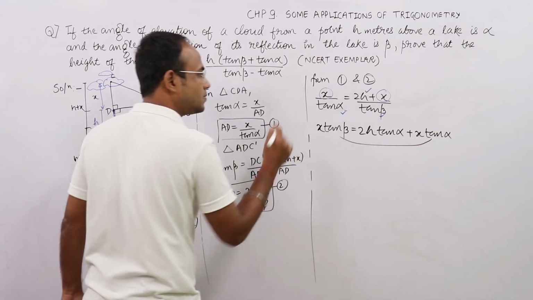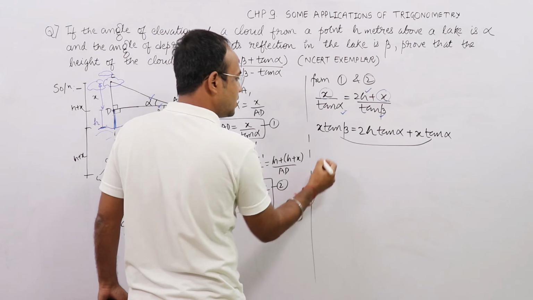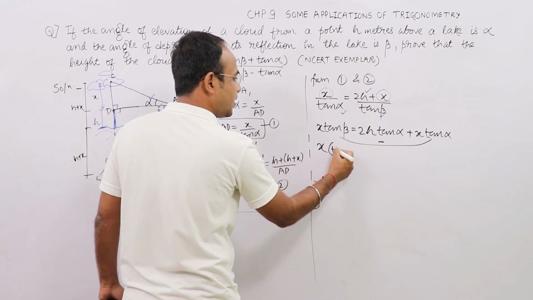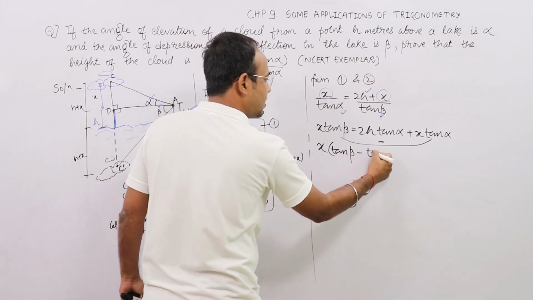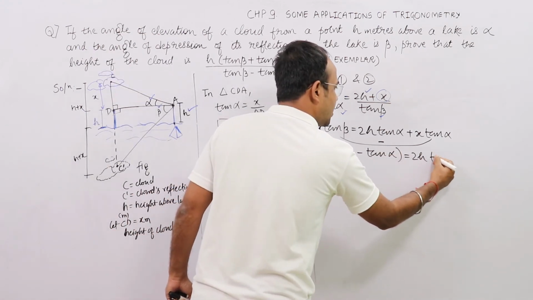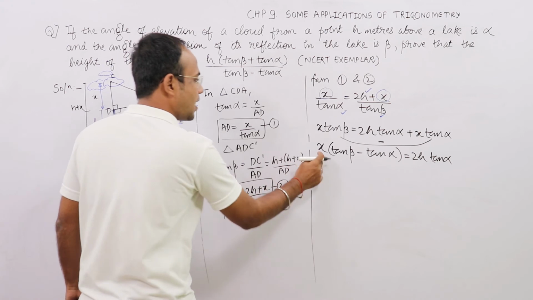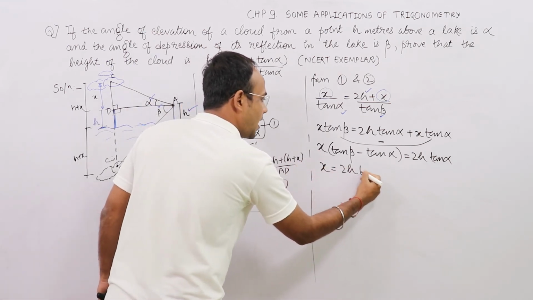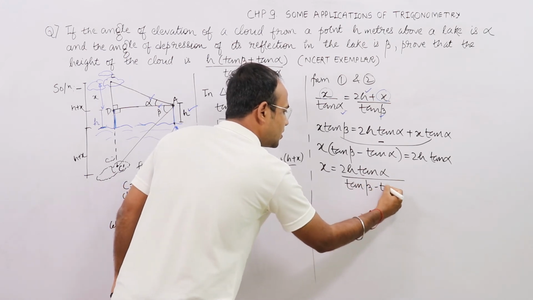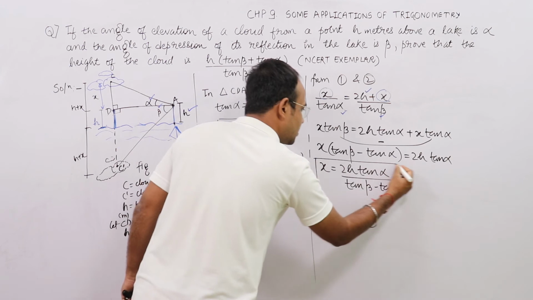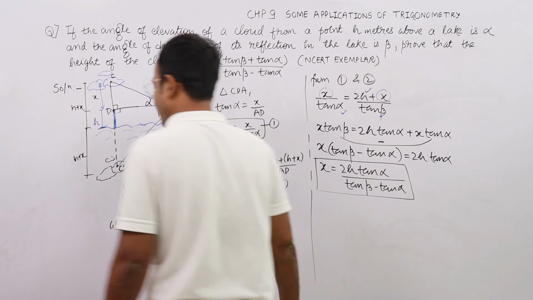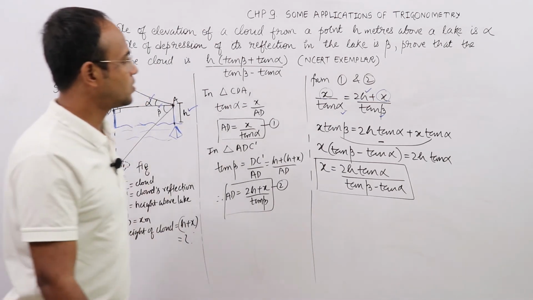So this will come here. x will be common, so x will be taken out common, and the x tan alpha goes across with a minus. So x times tan beta minus tan alpha will be equal to 2h tan alpha. Ultimately, x is found out to be 2h tan alpha upon tan beta minus tan alpha. This is our x with respect to this figure. So we got this answer.